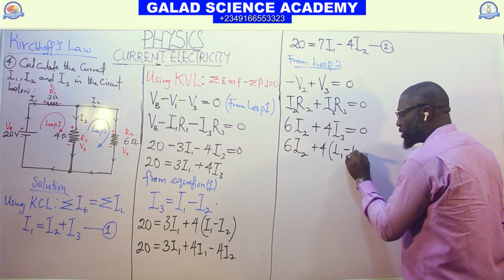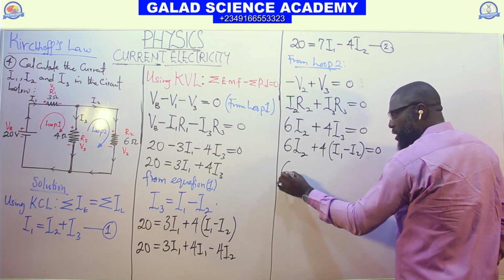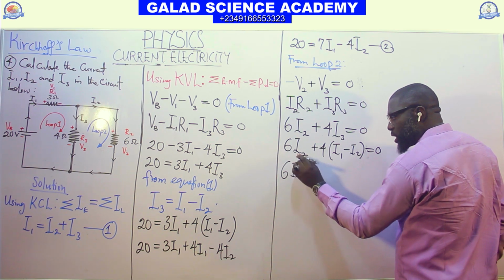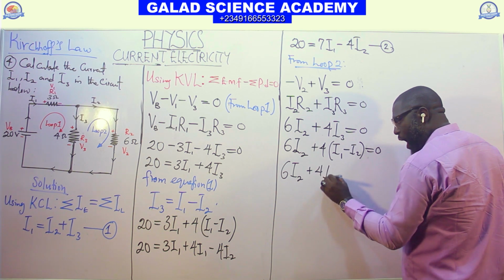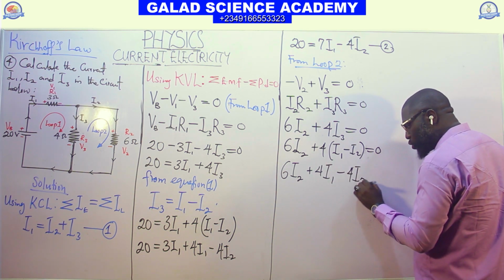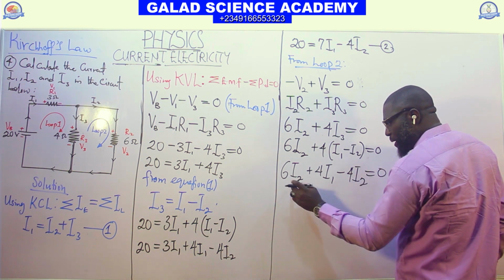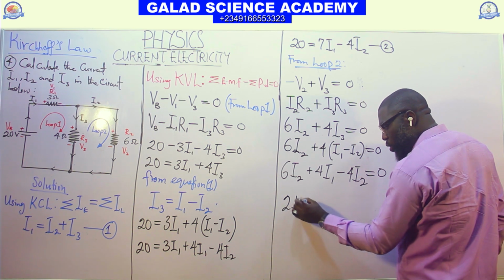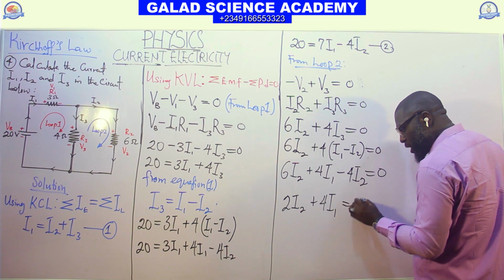I1 minus I2 equal to 0. 6I2 plus 4I1 minus 4I2 equal to 0. If you add it together, this minus this, we have 2I2 plus 4I1 equal to 0.